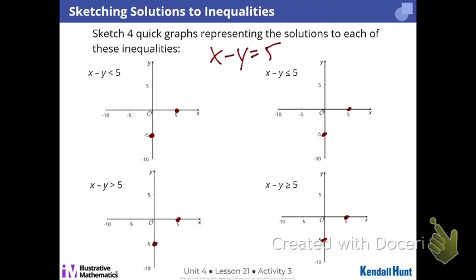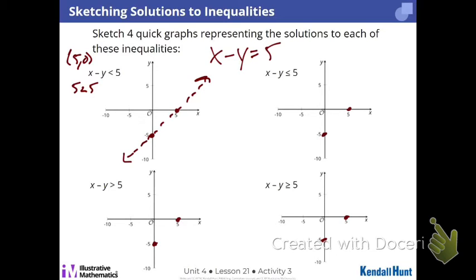So looking at this first one, does the line work? Is the question. I know just by looking at the symbol, but let's say you don't. What could I test? A point on the line, right? Which would be something like 5, 0. If I test 5, 0, I get 5 is less than 5. Is that true? No, so I know the line doesn't work, but it's still my reference point. So I lay down a dashed line there.